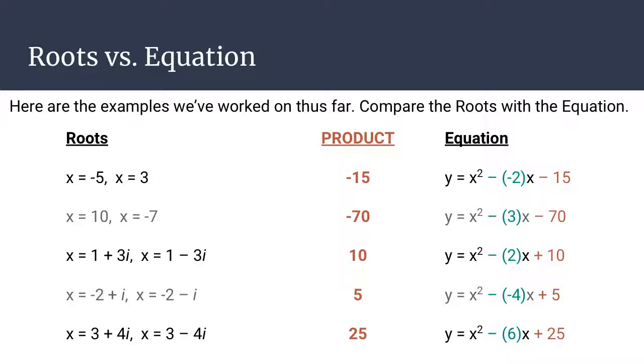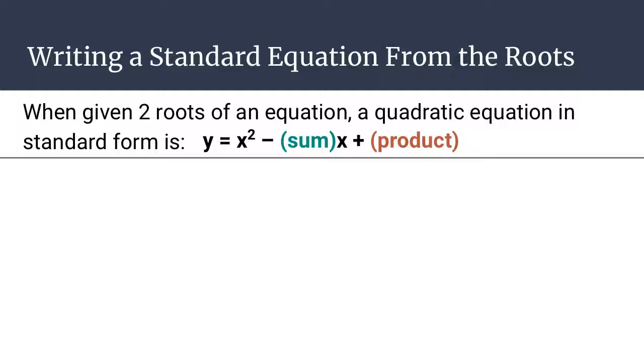Now if we look at our -5 and 3, that adds up to be -2. 10 and -7 add up to be 3. Our conjugates that we just practiced and looked at, when you add these up, you get a 2. When you add this second to last example, you get a -4. And the final example, you add those up and you get 6. And you see, that's where your sum is found for all of our examples. So, when given two roots of an equation, a quadratic equation in standard form is going to be as follows: y equals x squared minus the sum, or opposite of the sum, times the x plus the product.